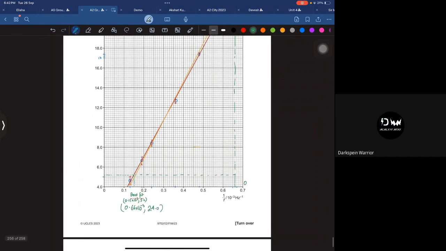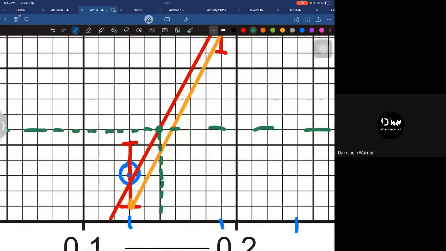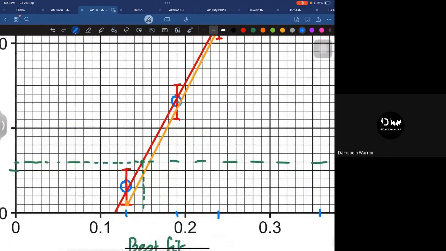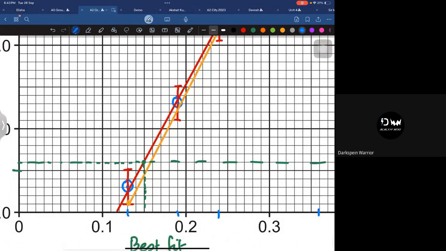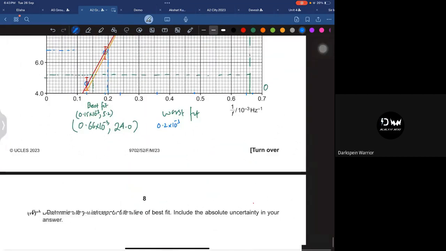Now take the points for worst fit. First point on the yellow line. Let's start with the point like, what point do I like? I'm not sure about any point here, but this could do. Okay, let's go down. This is 0.2. 0.2 times 10 raised to minus 3, and the other point here would be 6.8.